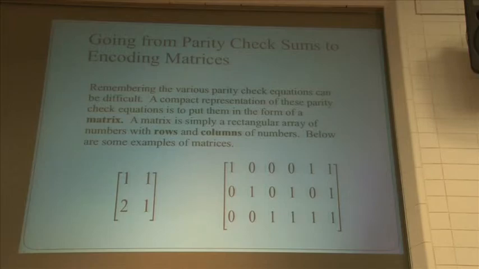Okay, now I have to introduce this idea of matrix. We are talking about matrix codes. Since we're working with essentially a lot of ones and zeros, we can organize them in a particular way using what we call a matrix. Here's a couple examples.